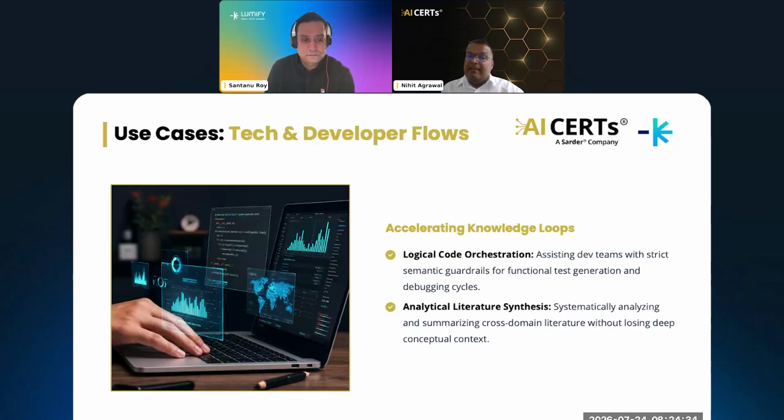See, a vague coding prompt may produce incomplete results. But when we define the programming language, project requirements, and testing criteria, AI becomes much more dependable. Second is analytical research and literature synthesis.